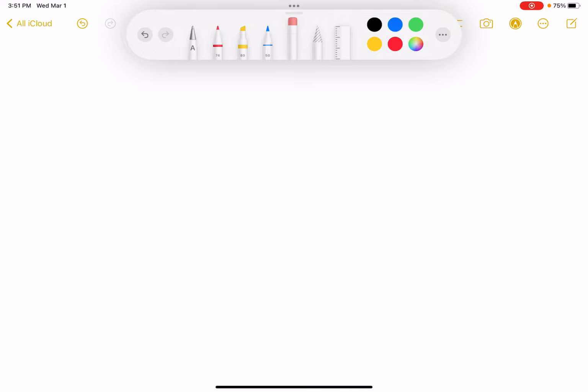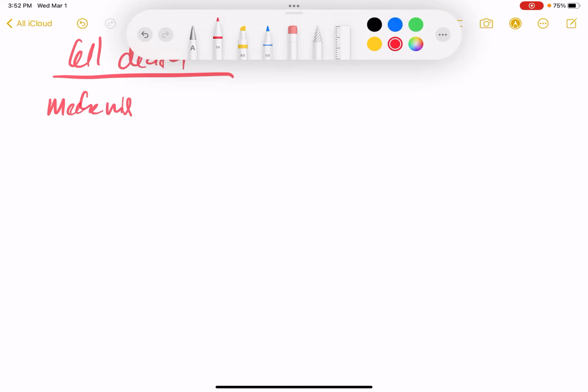Topic name is cell death. Cell death means irreversible cell injury. It is called cell death. So there is a mechanism of cell death.